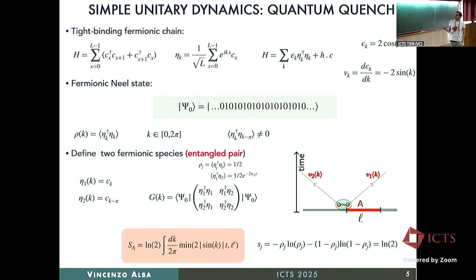This means that you can define two species of fermions, η1, which is c_k, and η2, which is c_{k-π}. Now, if you compute the correlation matrix, you have this form. If you interpret η1 and η2 as new species of fermions, you see that η1 is correlated with η2 because you have an off-diagonal element. This is what justifies the fact that you have pairs. So η1 and η2 are the two quasi-particles, and since you have an off-diagonal term here, the two are entangled.